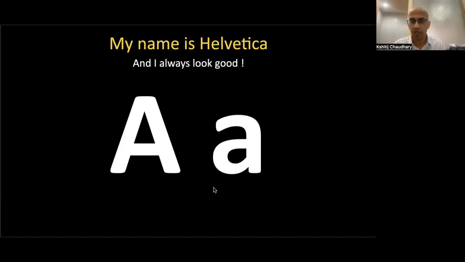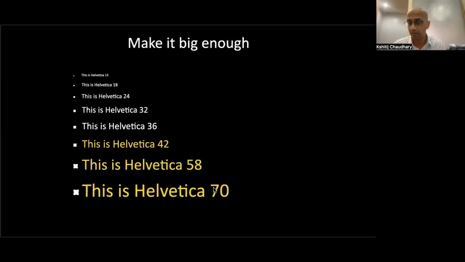So don't try to change your fonts into fancy fonts, because if you are going to switch from one computer to another, and if that other computer doesn't have that fancy font, then your presentation is going to look different. So always choose either Arial or Helvetica. They always look good, and they are always installed on every single computer, whether they are Macs or Microsoft. Make your font big enough because your audience should be able to read it.